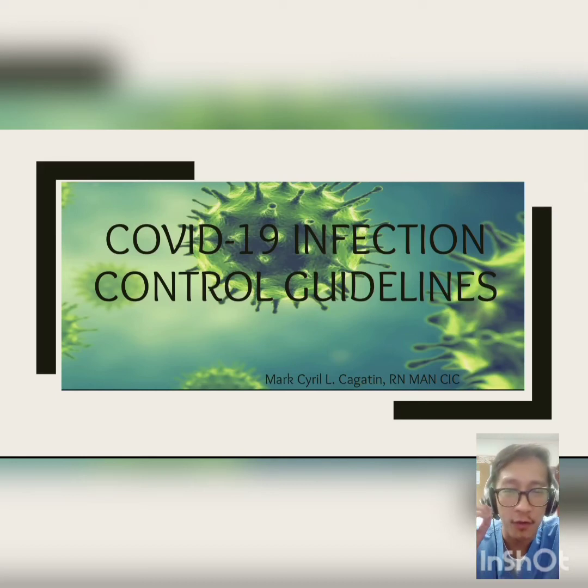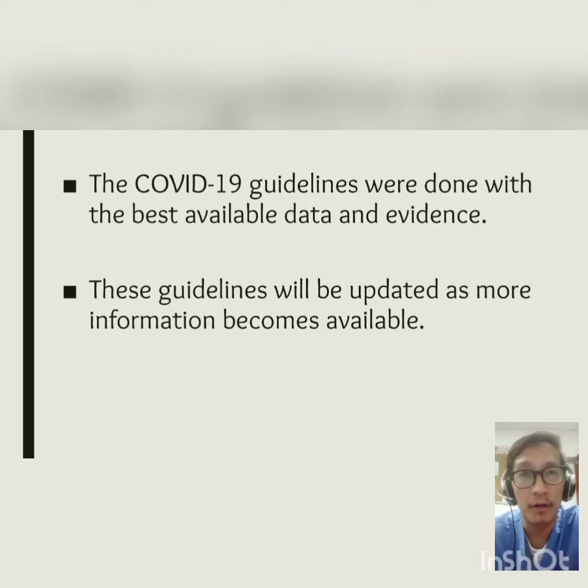Good day, everyone. For this week's lecture, we will be discussing the latest infection control guidelines from the Ministry of Health regarding coronavirus disease. The COVID-19 guidelines were done with the best available data and evidence. These guidelines will be updated as more information becomes available.